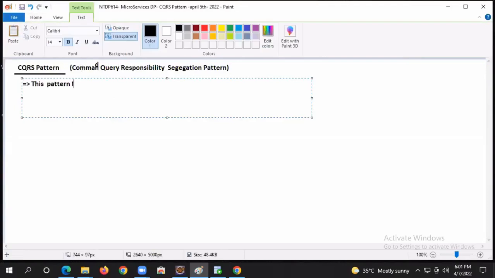This pattern is good along with the event sourcing pattern. Yesterday we discussed the event sourcing pattern.